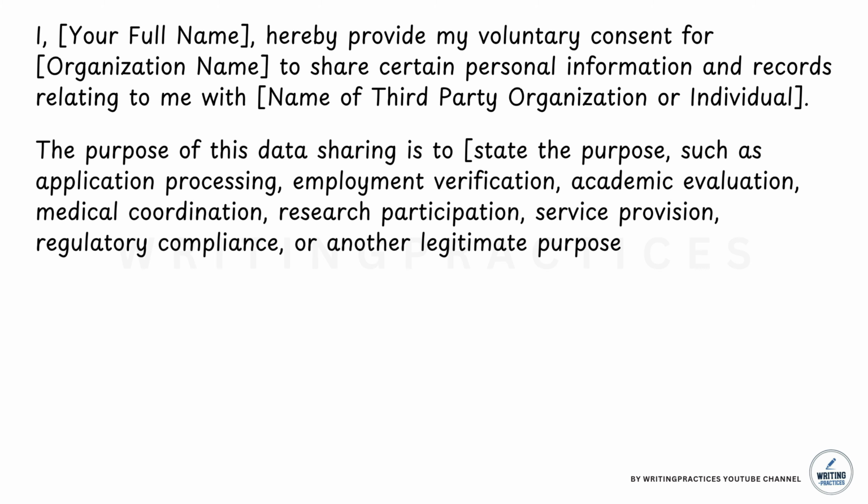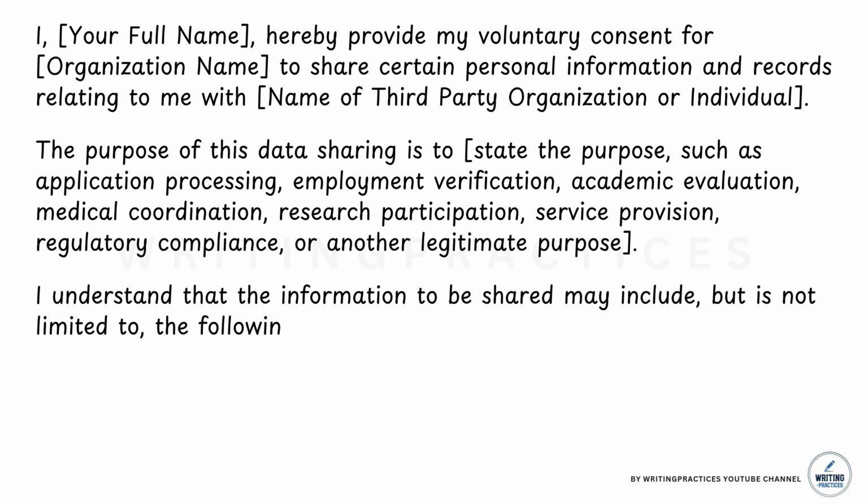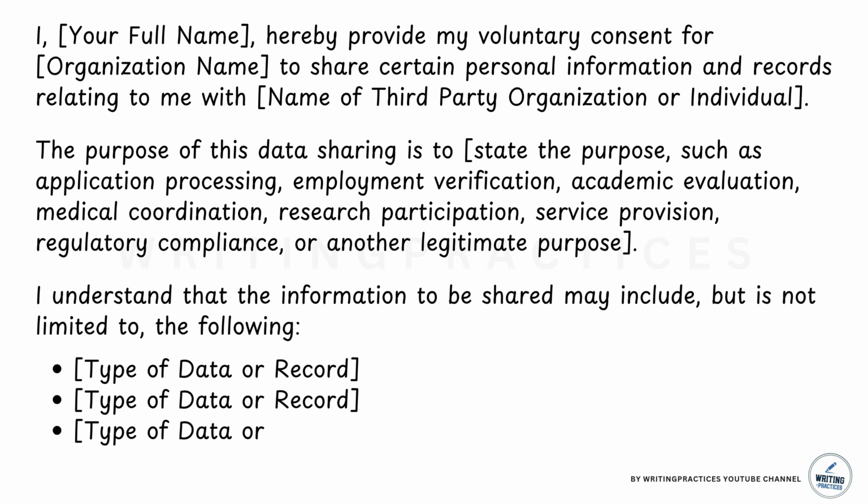Information to be shared section. Now identify the categories of information that may be disclosed. For example, I understand that the information to be shared may include, but is not limited to, the following: medical records, treatment history, diagnostic test results, patient registration information. This section specifies exactly what information may be released. Clearly identifying the categories of records helps prevent misunderstandings and ensures that only relevant information is disclosed.